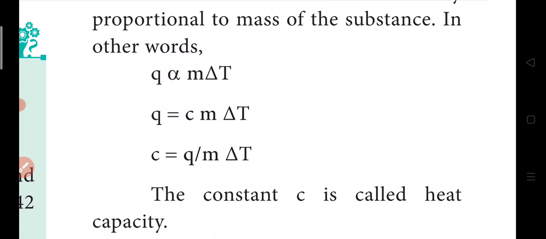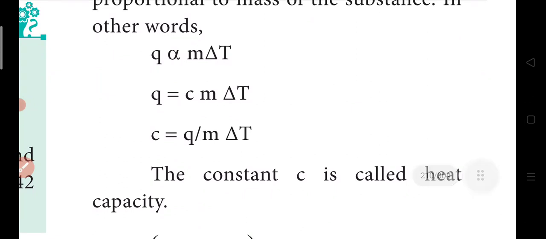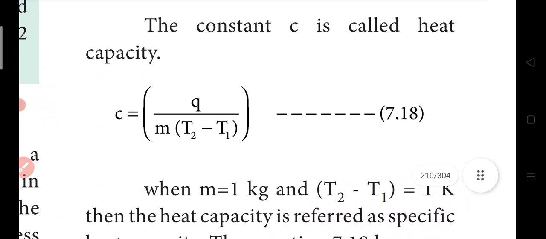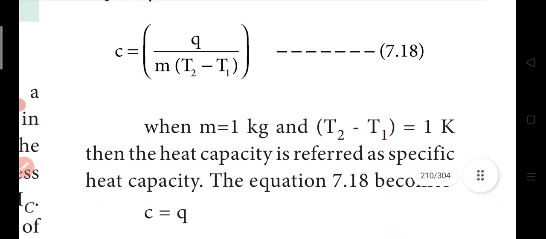So Q is directly proportional to mass and change in temperature. So you have to bring in a constant C called capacity, that is heat capacity. Q is equal to C, which means we are removing the proportionality symbol and bringing in the constant term C and rearranging this equation. Heat capacity is equal to Q by M, which means directly proportional to heat, inversely proportional to the mass, and change in temperature. So the constant C is Q by M into change in temperature, T2 minus T1.